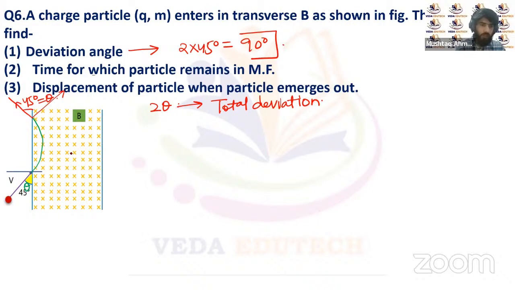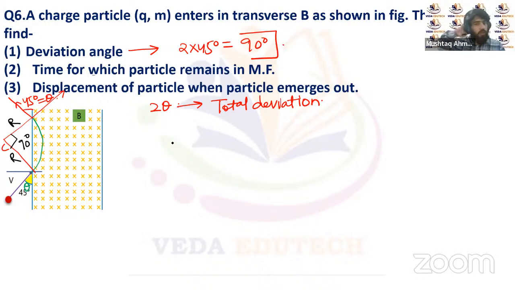And similarly, you can see here, if we draw a perpendicular to this point, this is the perpendicular to this point, and this is the perpendicular to this point. And this perpendicular distance will actually be the radius of its circular path. And this angle here will once again be equal to 90 degree, so the total deviation will be 2 theta, that's 90 degree, right?